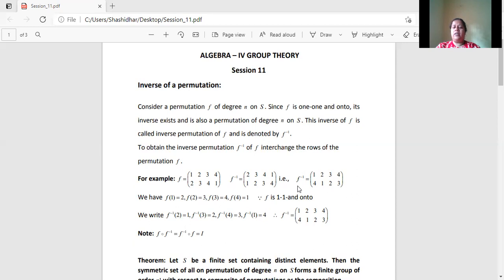If you find the composition of f and f inverse, similarly, you can have f inverse composition f. That is f into f inverse or f inverse into f. You will get that as the identity element itself. So the composition of a permutation and its inverse gives you the identity permutation. That we are writing as f composition f inverse is equal to f inverse composition f is equal to I.